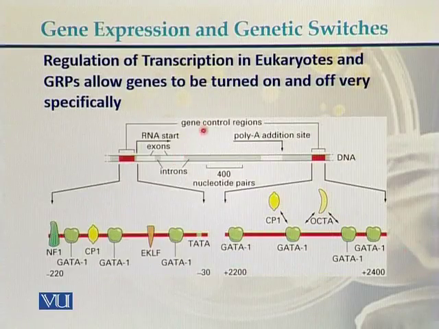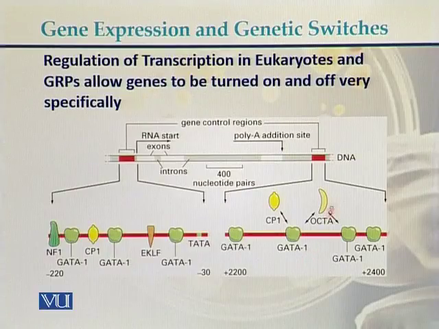This is the gene control region that starts from the 5 UTR, that is the 5 end of the gene, as well as towards the 3 end of the gene. So this is the whole gene control region in which there can be exons and introns. And here is the poly A addition site. There are different transcription factors that control the expression of the genes. Here we can see GATA1, then EKLF, then CP1, then NF1. These are all present at different positions starting from -30 up to -20.